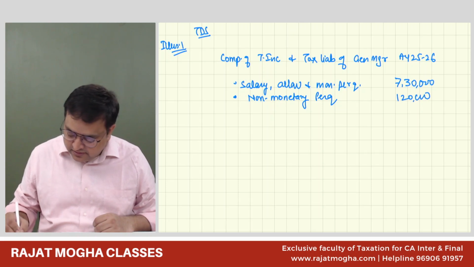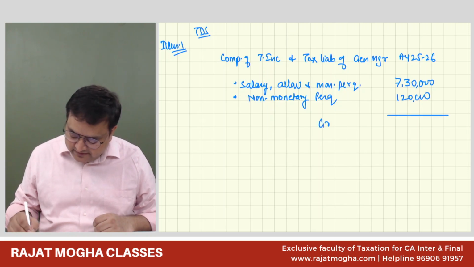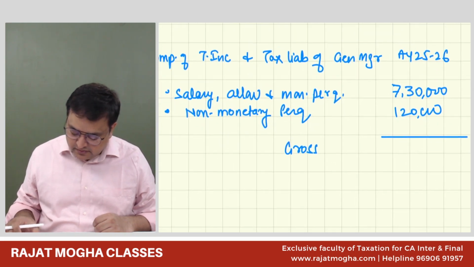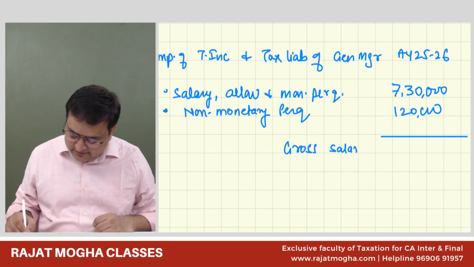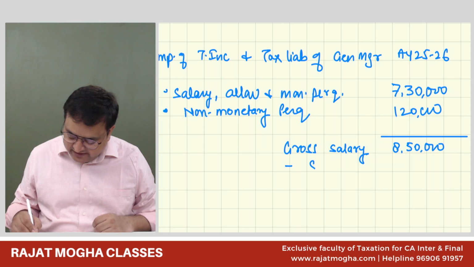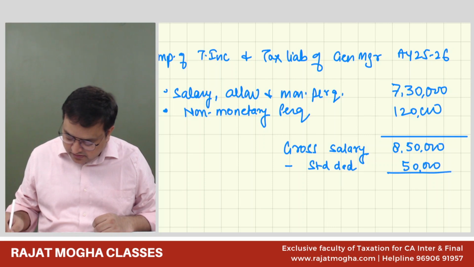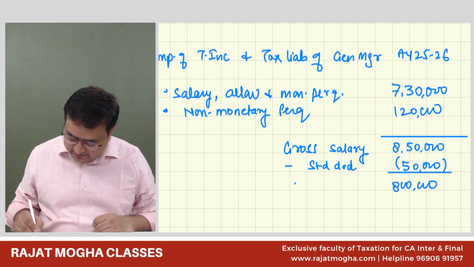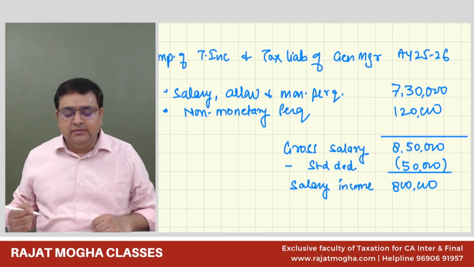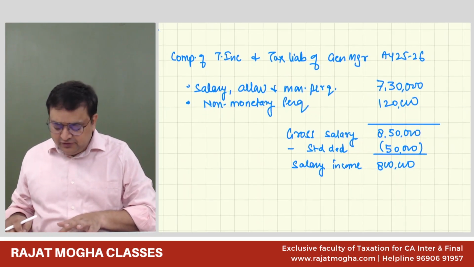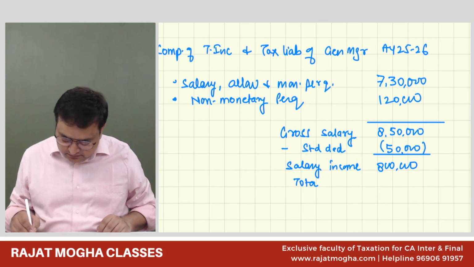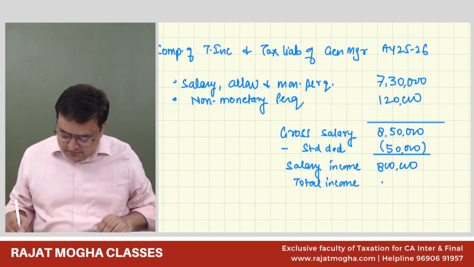120. So his gross salary is 8,50,000. Correct, 850 minus standard deduction 50. This is his salary income. And there is no other income in this question. There is no deductions. So this will become our total income. 8 lakh.